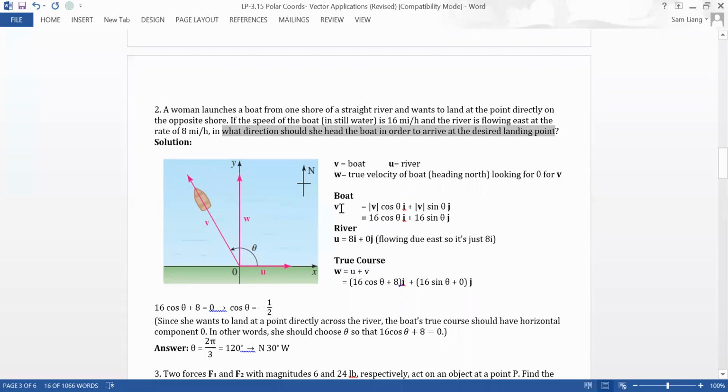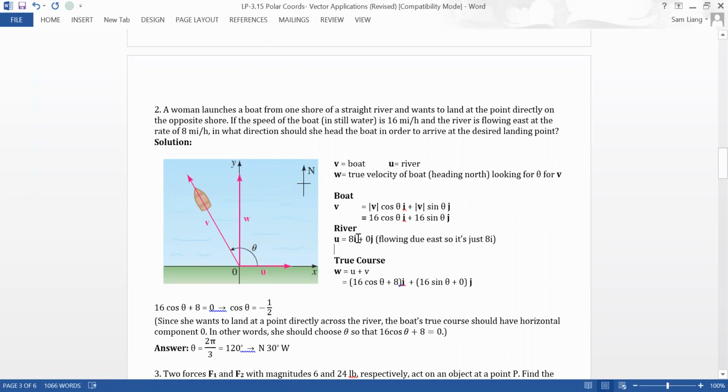The boat can be represented as magnitude v cosine theta i plus magnitude v sine theta j. Magnitude v is what we know, it's 16 miles per hour. The angle we don't know, so just leave it as theta: 16 cosine theta i plus 16 sine theta j. For the river, it's flowing east at the rate of 8 miles per hour. East is horizontal, so that can be written as 8i plus 0j. I know that might be new, an interpretation of these words, but flowing east just means it's 8i plus 0j, 8 miles per hour.